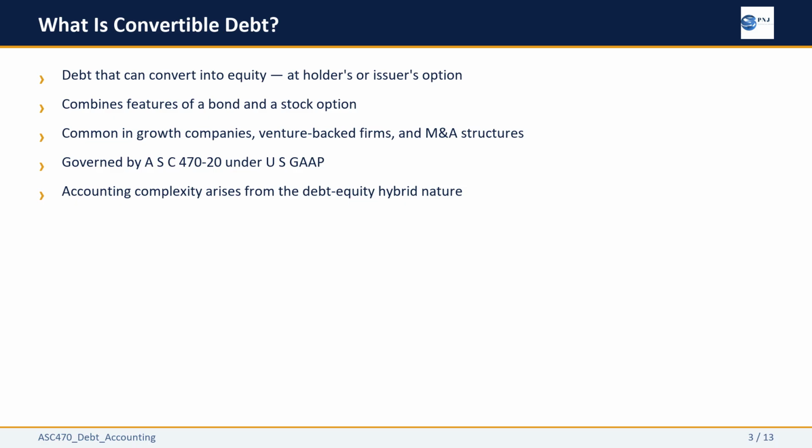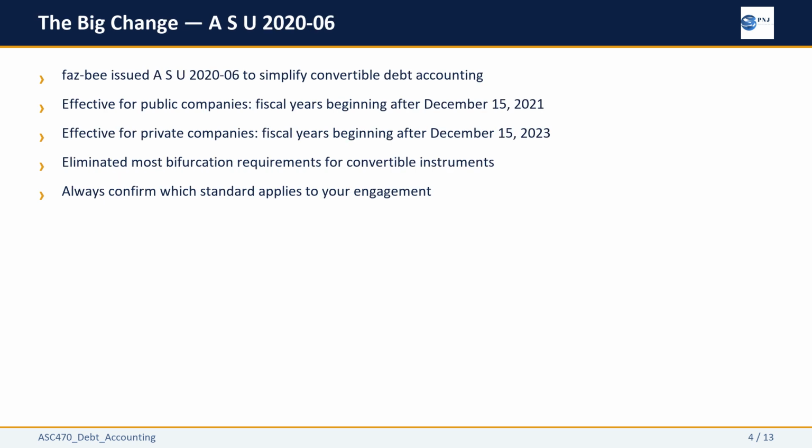The complexity comes from one central question: do you account for this as one instrument or two? The answer has changed significantly in recent years. The Financial Accounting Standards Board, FASB, recognized that the old convertible debt rules were overly complicated. So in 2020, they issued Accounting Standards Update 2020-06, which dramatically simplified the model. Most public companies adopted this by 2022, and most private companies by 2024.